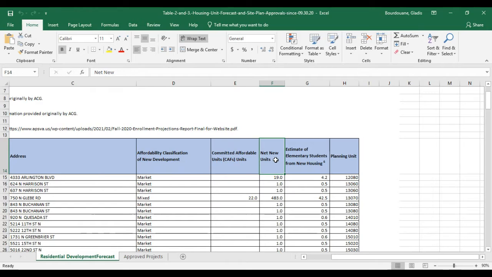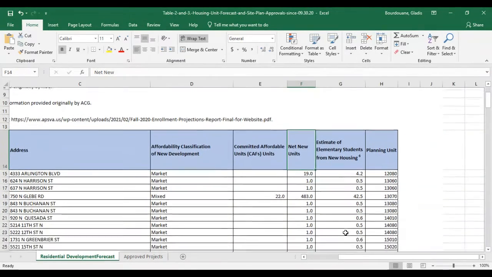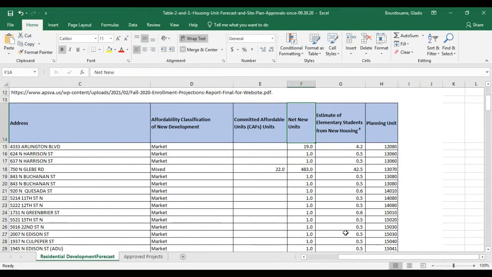That's the number of units that are expected and that we used for the projection purposes. The reason we have the word net there is that, for example, hypothetically, imagine there's a 4-unit building, and that building is demolished, and a 200-unit building is built in its place. In that case, the net gain in units would be 196, and so it's that net gain that we use for the calculations of students.